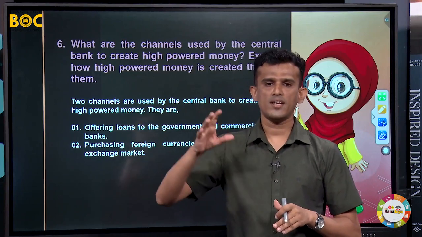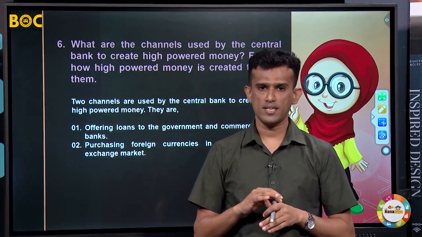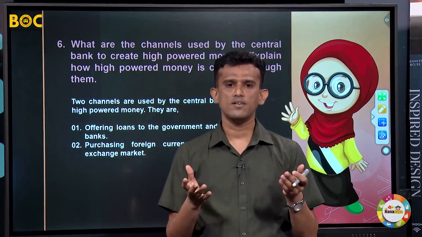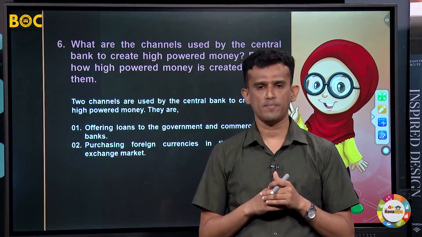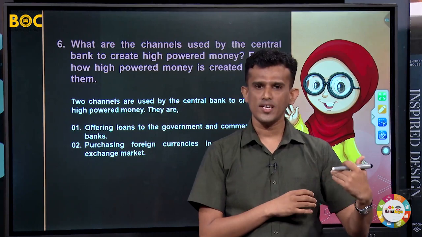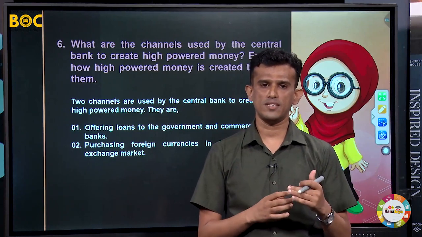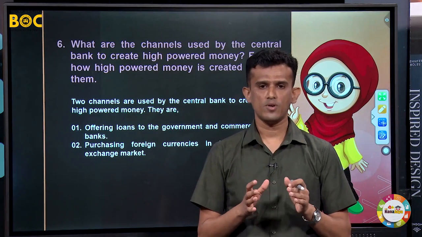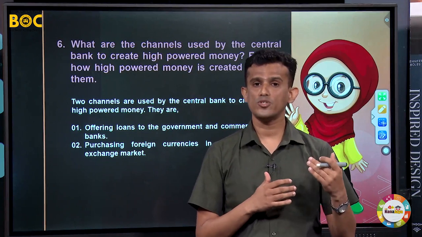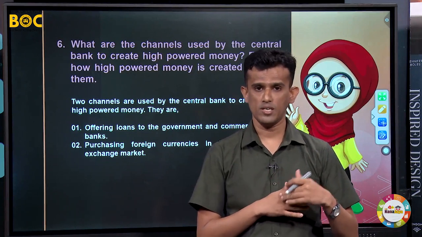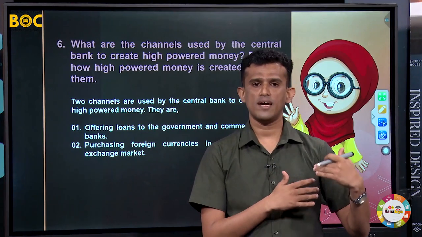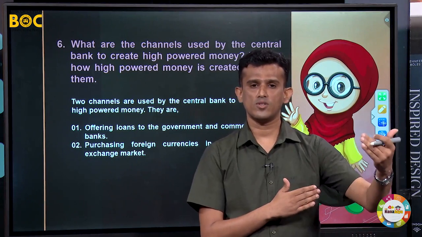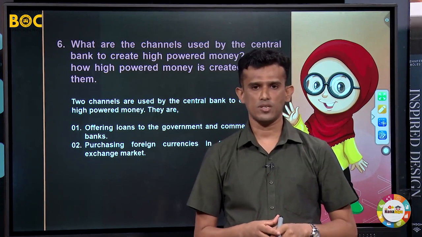So on one hand, it creates an asset to the central bank. What is it? The foreign currencies acquired, or in general we can identify this as the foreign assets acquired by the central bank. On the other hand, it creates a liability to the central bank. What is it? Currencies issued to the economy. So therefore, these are the two channels used by the central bank to release high-powered money to the economy. In the second channel, when the central bank purchases foreign currencies in the foreign exchange market by releasing rupee coins and notes to the economy, they become the assets of the general public of this country.